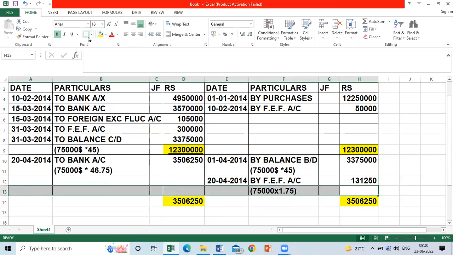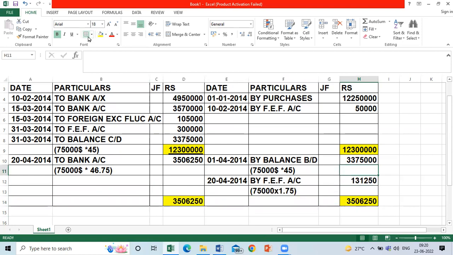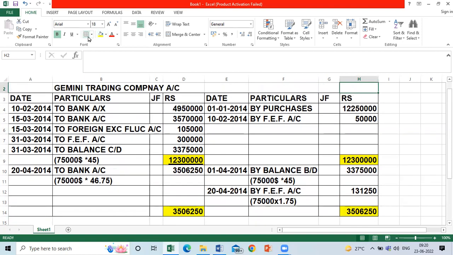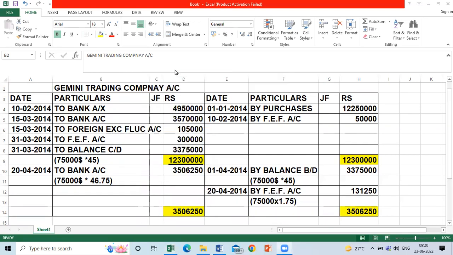The full payment has come, boss. Any questions still here? We have not done anything new. We have simply posted the entries in the ledger account and closed the account. This was the Gemini Trading Company account. Shoot now, all of you, fast. Make this one. Then I will make the other account.